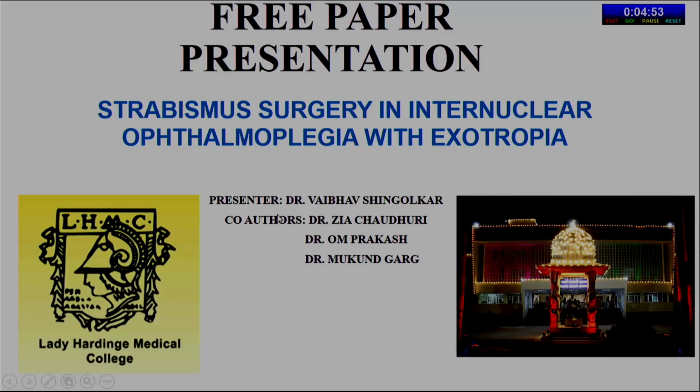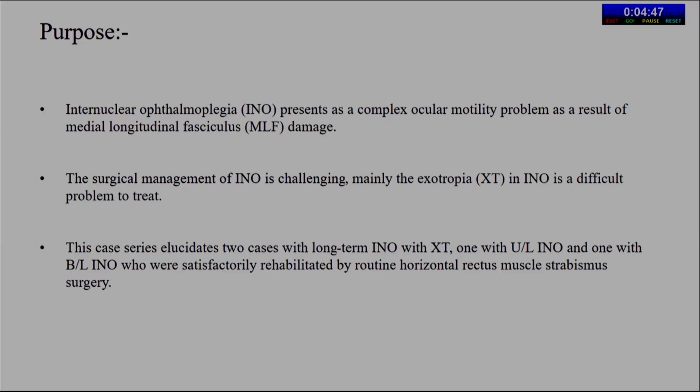My topic is strabismus surgery in internuclear ophthalmoplegia with exotropia. Internuclear ophthalmoplegia presents as a complex ocular motility problem as a result of medial longitudinal fasciculus damage. The surgical management of INO is challenging. Mainly the exotropia in the INO is a difficult problem to treat.